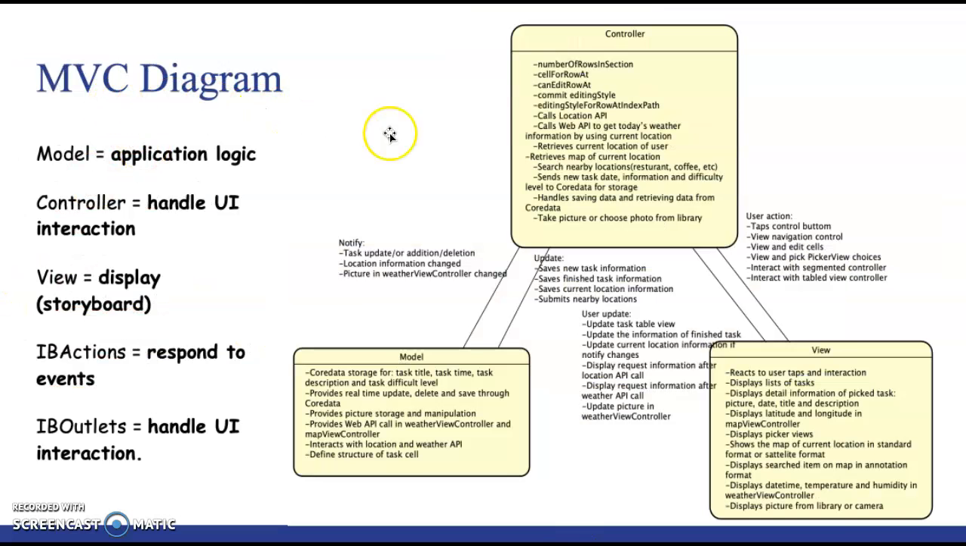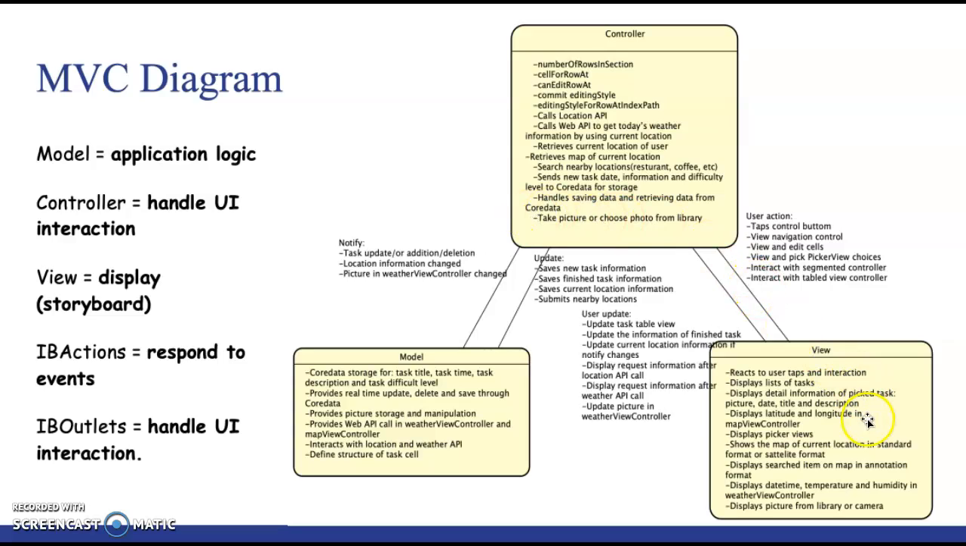So I have the MVC diagram here. First is the controller. In the controller, I have location API call and web API calls. It's the weather API call, which can return the information by using the current location of the user. Of course, I can retrieve current location and retrieve the map of the current location. It can also search nearby locations, as I said in the class diagram, and send new task date, information, and difficulty level to core data for storage.